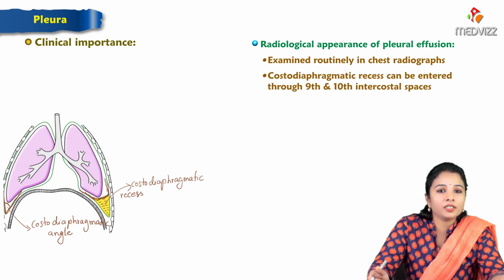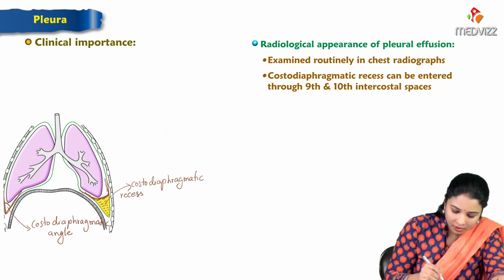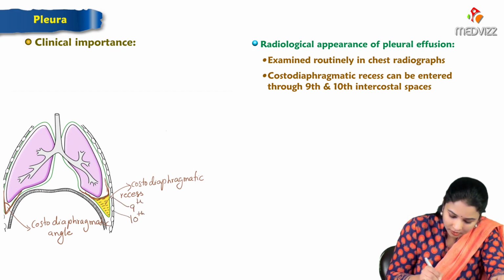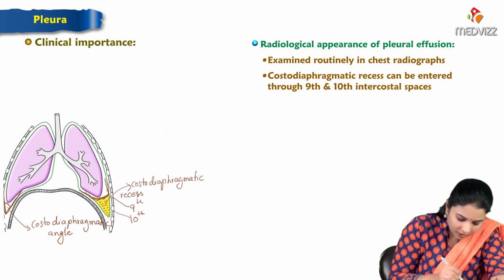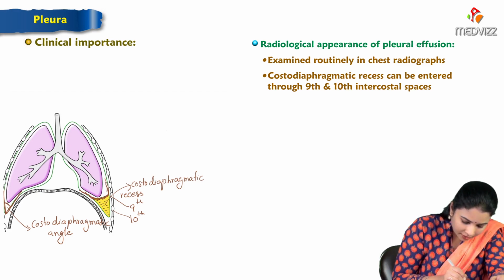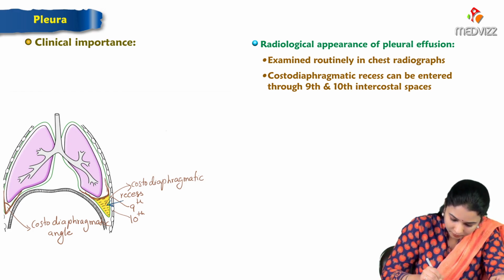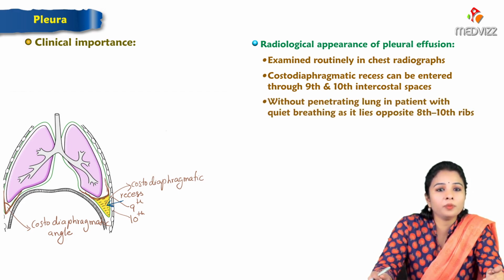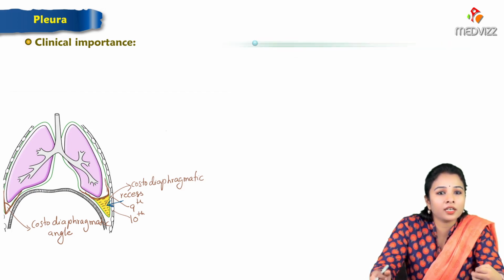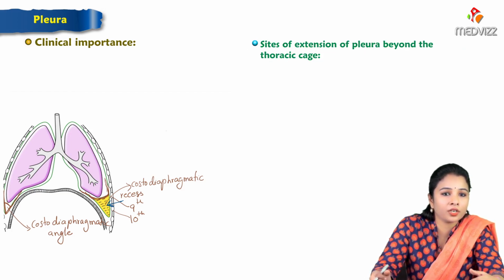The costo-diaphragmatic recess can be entered through the 9th and 10th intercostal space. So here is the 9th, 10th intercostal space. The needle is passed between the 9th and 10th intercostal space, without penetrating the lung. In the patient in quiet breathing, the lung lies opposite between the 8th and 10th ribs.